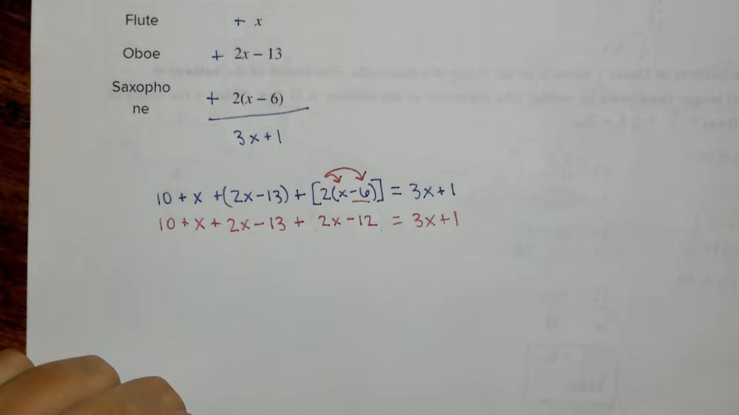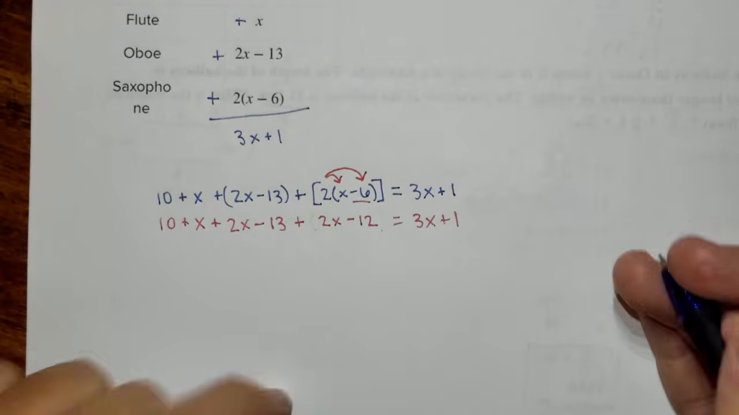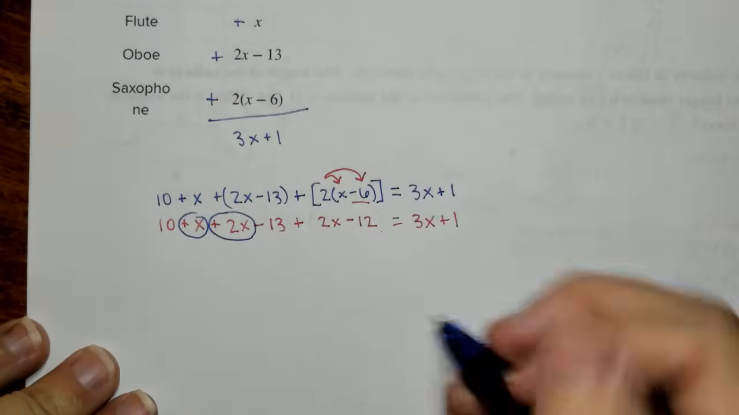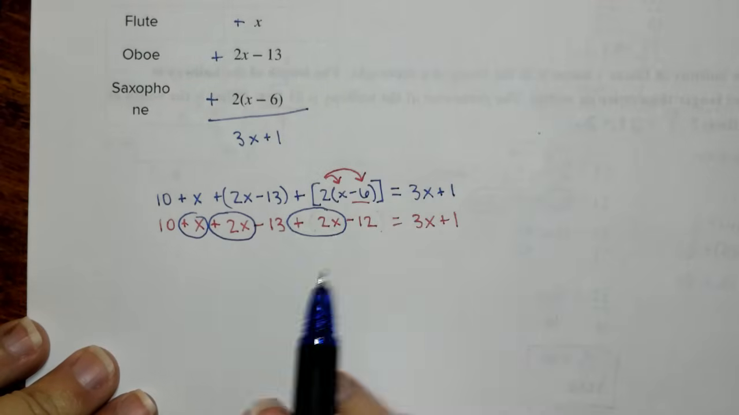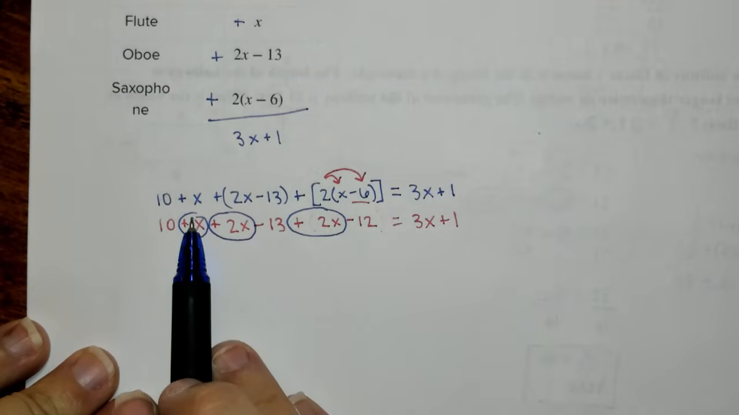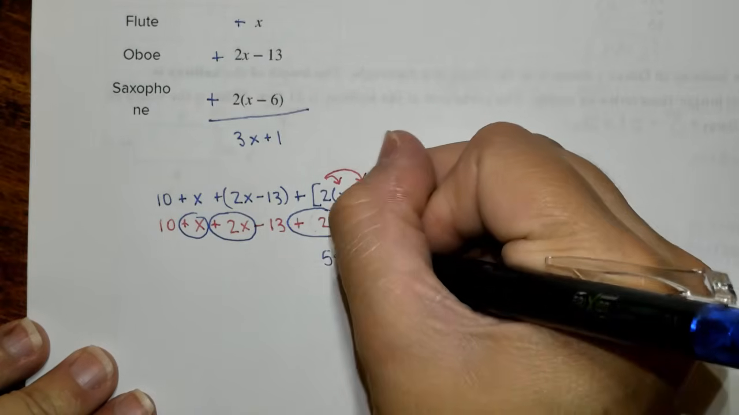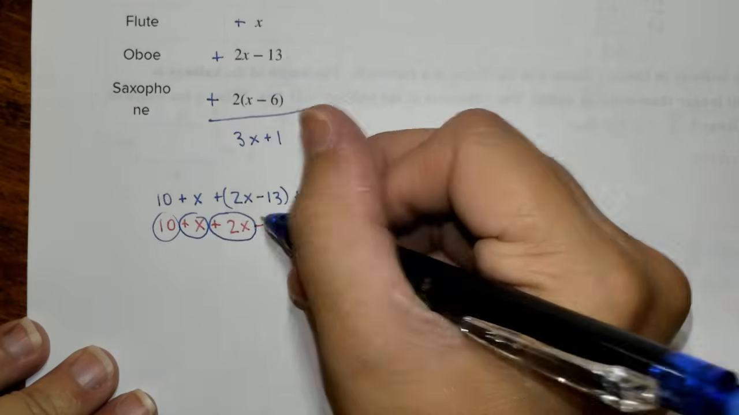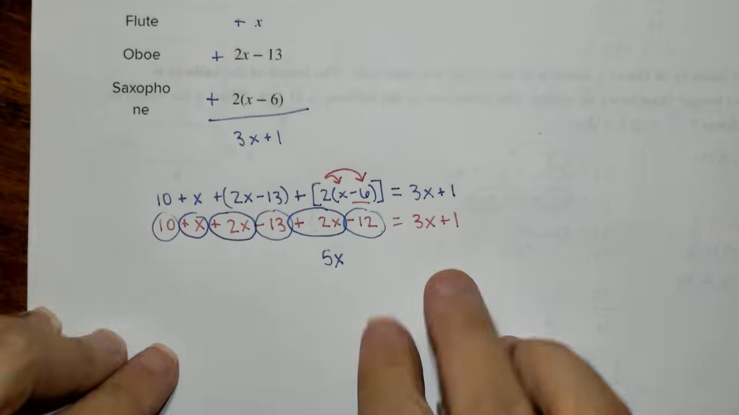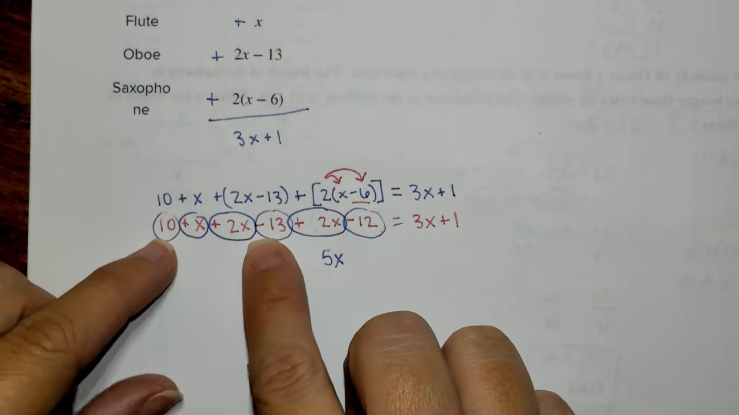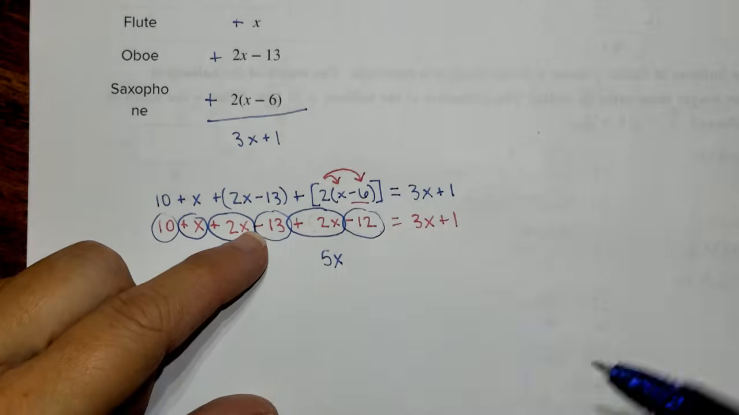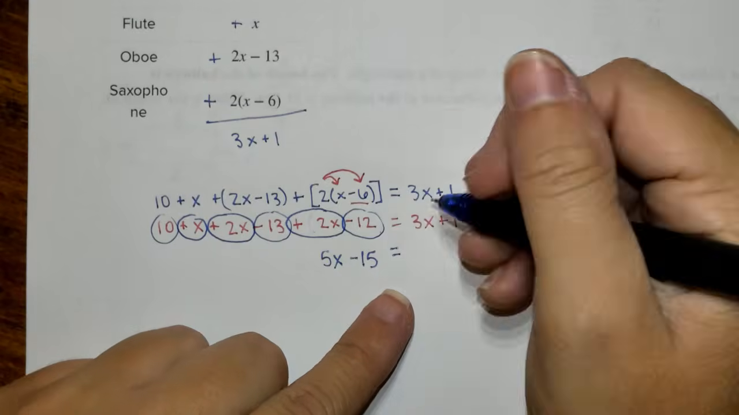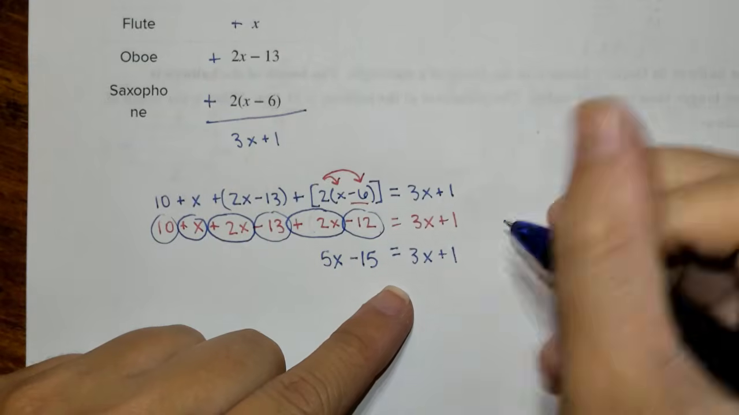So it looks like a lot, but all we're going to do is combine like terms, simplify this. So we've got a positive x and a positive 2x on the left side. We've also got a positive 2x here. So we've got 2 plus an invisible 1. So my x's are all going to simplify to 5x. All right, and then I've also got this 10, negative 13, and negative 12. So 10 minus 13 is going to be negative 3. Okay, negative 3 minus 12 is going to be negative 15. Okay, and then equals 3x plus 1. Nothing to simplify on the right side.